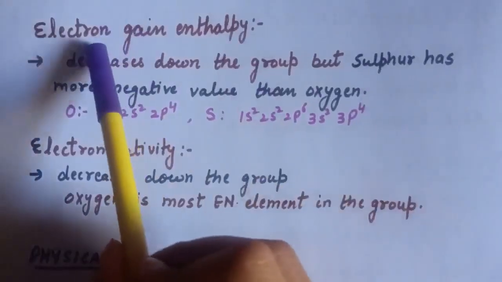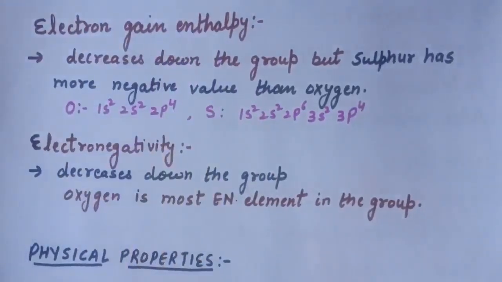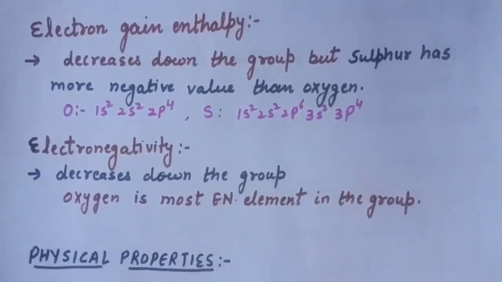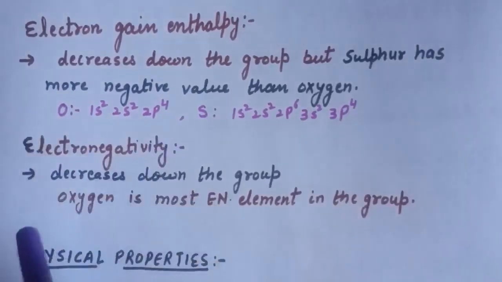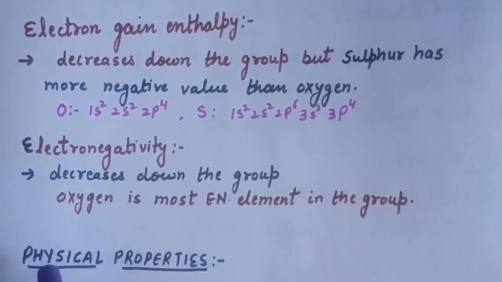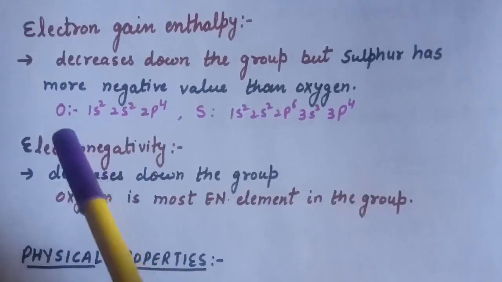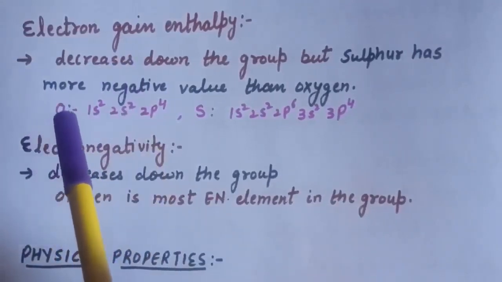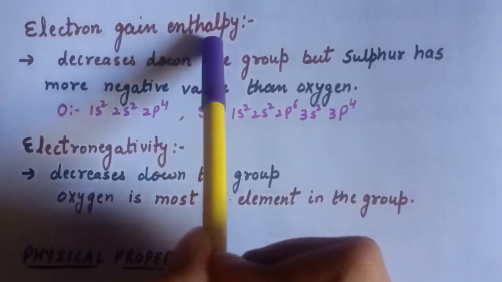Next property is electron gain enthalpy. Group 16 elements have general electronic configuration ns2np4. Therefore, group 16 elements have 2 electrons less than the nearest noble gas configuration. That is, after adding 2 electrons, group 16 elements will attain the configuration of a noble gas, and therefore they have a high tendency to accept 2 additional electrons, and hence have a large negative value of electron gain enthalpy.